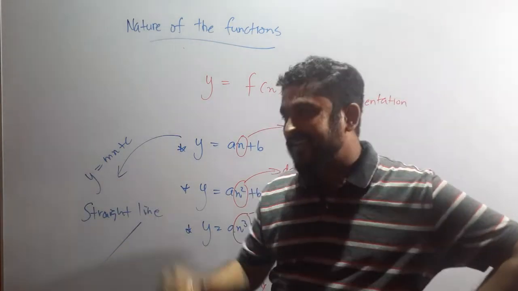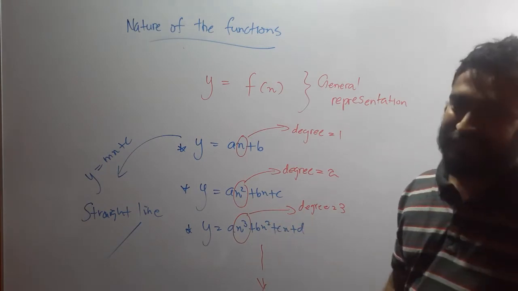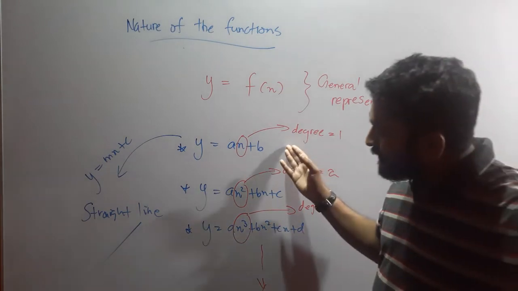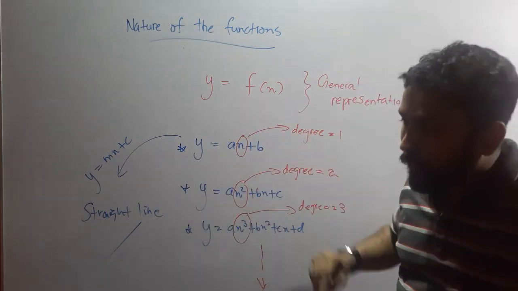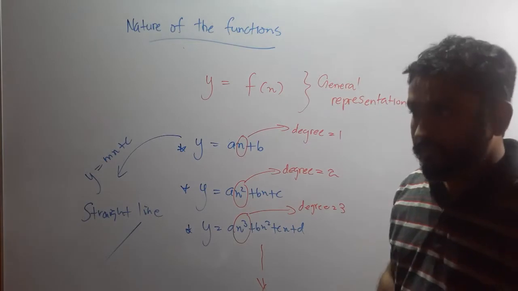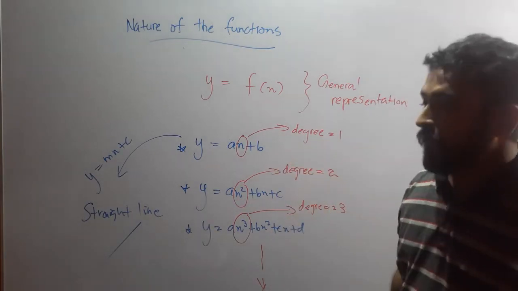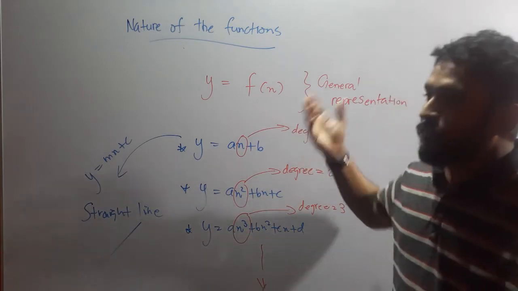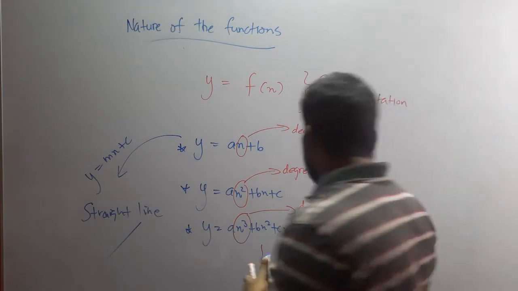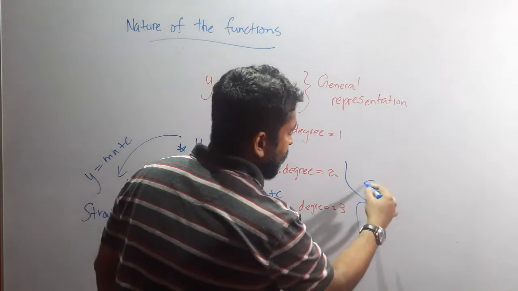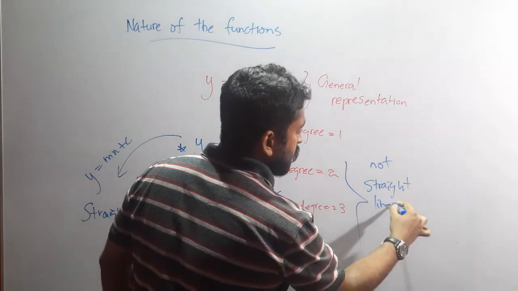It is not a straight line. The simplest answer: it is not a straight line. If the degree is 1, it is a straight line. If the degree is greater than 1, or if the degree is not 1, and degree is always a positive number from 1 upwards, 1, 2, 3, 4, then it is not a straight line. So these are not straight lines, and that's for sure.